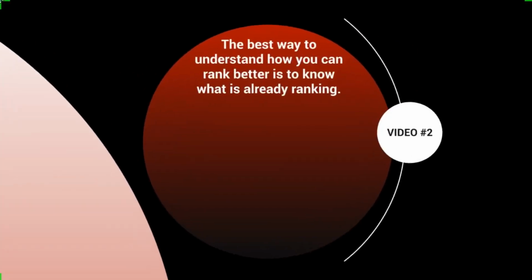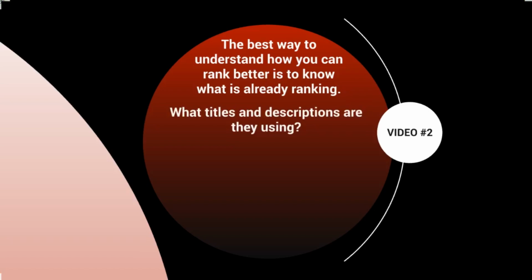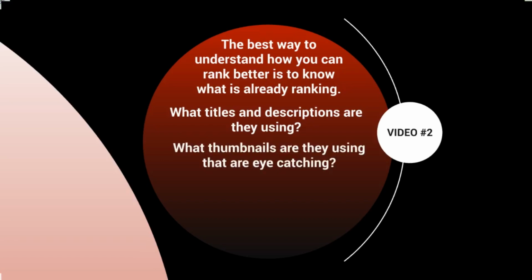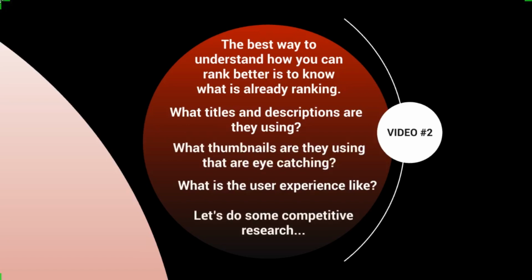You see, the best way to understand how you can rank better is to know what is already ranking in your niche or your market. So what we want to do here is analyze the videos that are on the top. And I want you to specifically look at what titles, what descriptions are they using, and what thumbnails are they using that are eye-catching. And what is the user experience like when you click through those videos? So let's go ahead and do some competitive research.